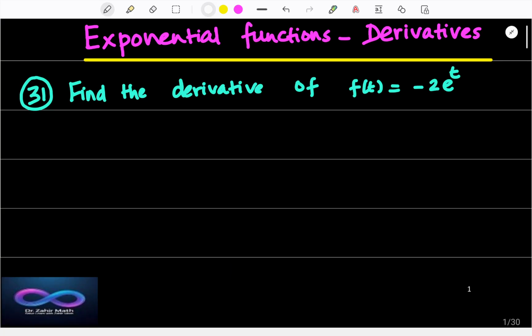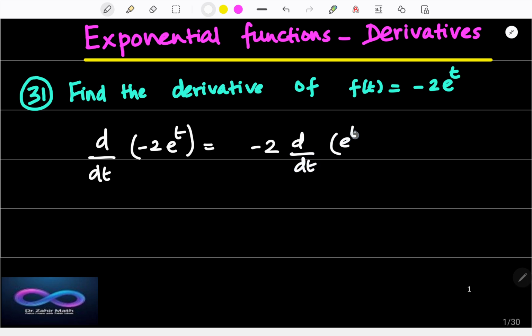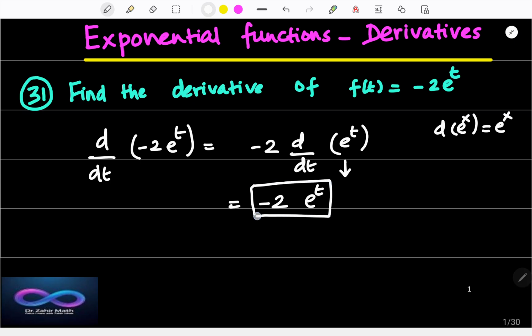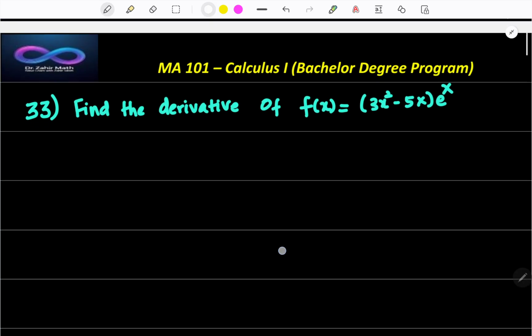Find the derivative of f of t equals minus 2 e power t. So now I'm going to take d by dt of minus 2 e power t, right? Minus 2 is a constant, you can take it out: d by dt of e power t. This equals minus 2. What is the formula? d by dx of e power x is e power x. So the derivative of e power t is e power t only. Clear? Right. Let's go to the next question.